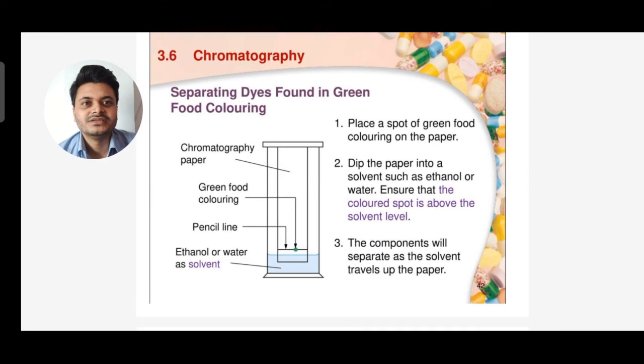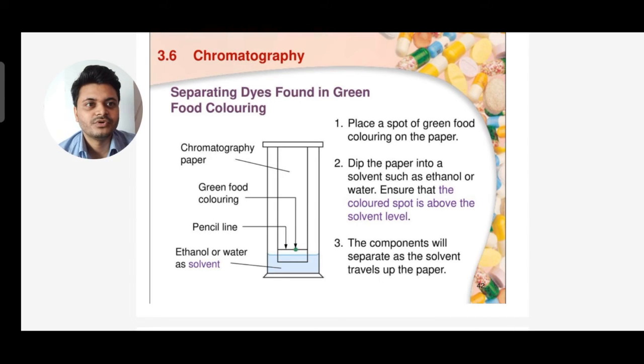Here you can see separating dyes found in green food colorings. The chromatography paper is there, the green food coloring is there, and the pencil line is also there. Ethanol or water is taken as a solvent. You have to place a spot of green food coloring on the paper. You can see the spots are given.